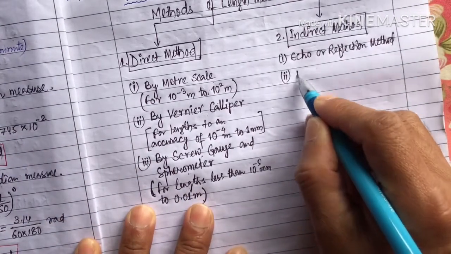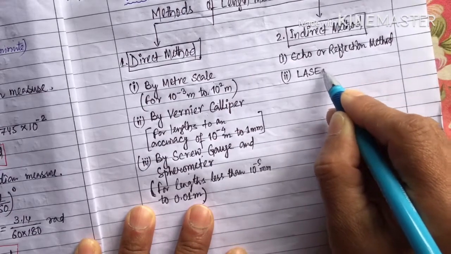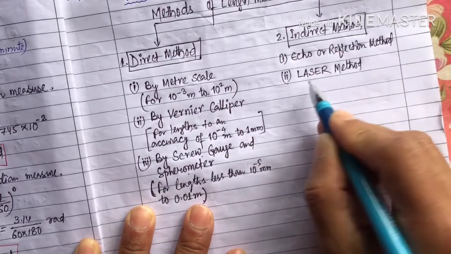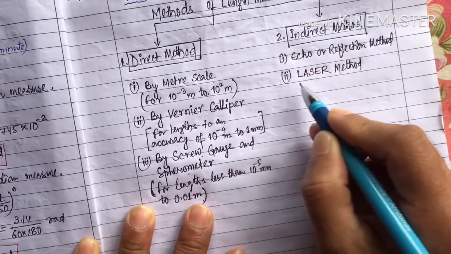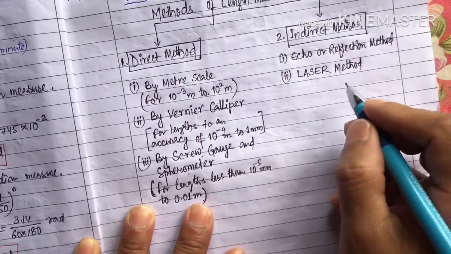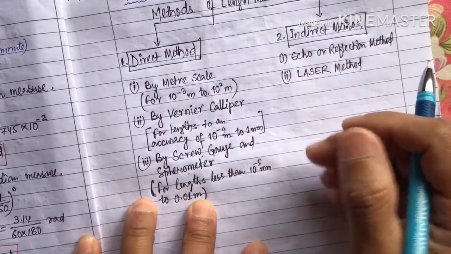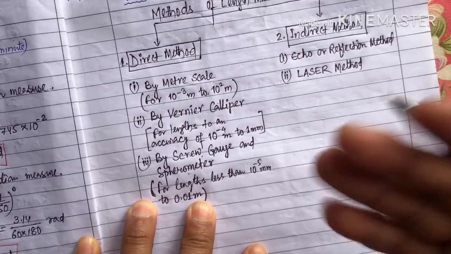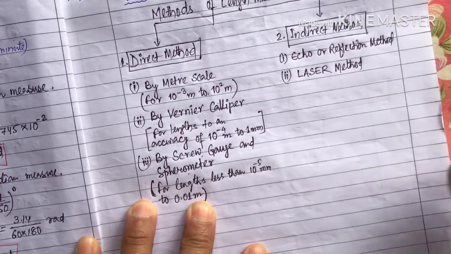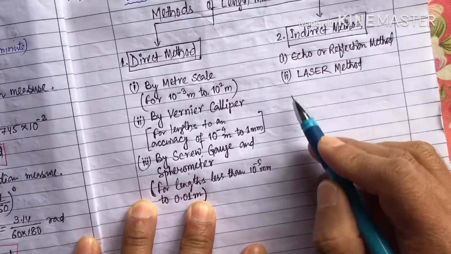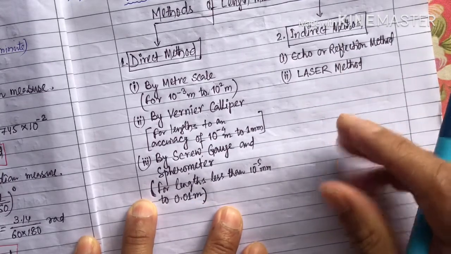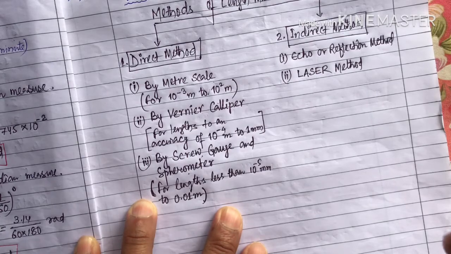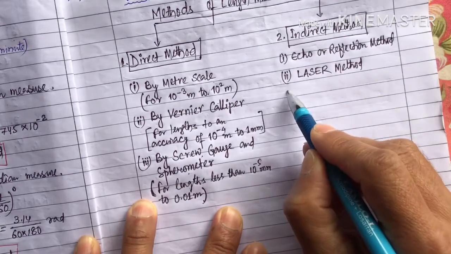The second one is also a very sophisticated device, we call it the laser method. Here we use a light ray, a monochromatic light ray. Monochromatic means light with a single wavelength, single color light we can say. That kind of light is intensified, and then it is beamed in the direction whose distance we need to find out. This is laser technology, the laser method.